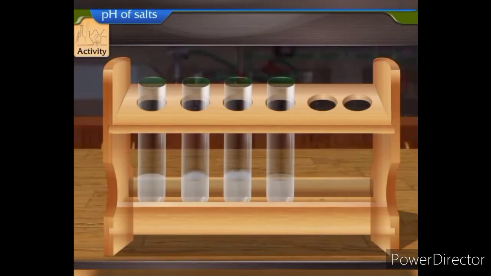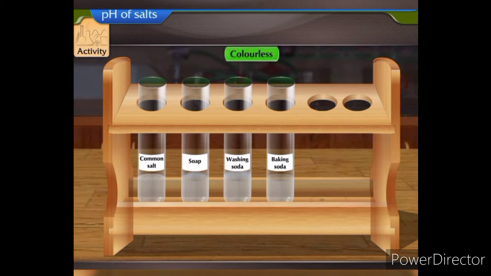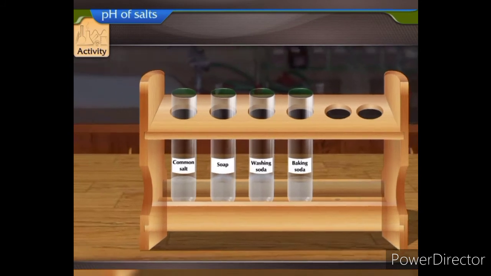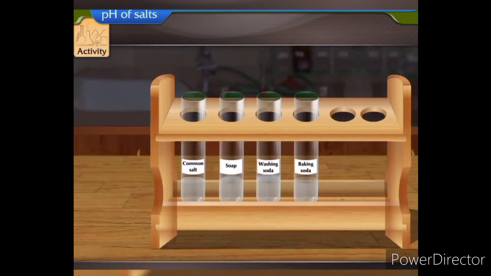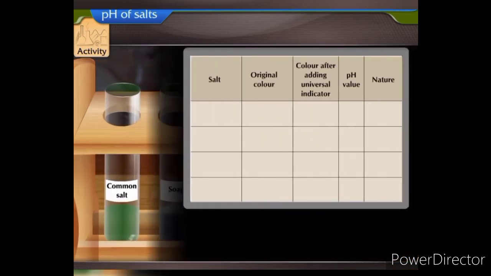Activity: prepare saturated solutions of common salt, soap, washing soda, and baking soda. Note the colors of all the solutions and enter them in the observation table. All these solutions are colorless. Now add a drop of the universal indicator to each of the solutions and observe the color change and determine the pH. Common salt solution turns green in color.